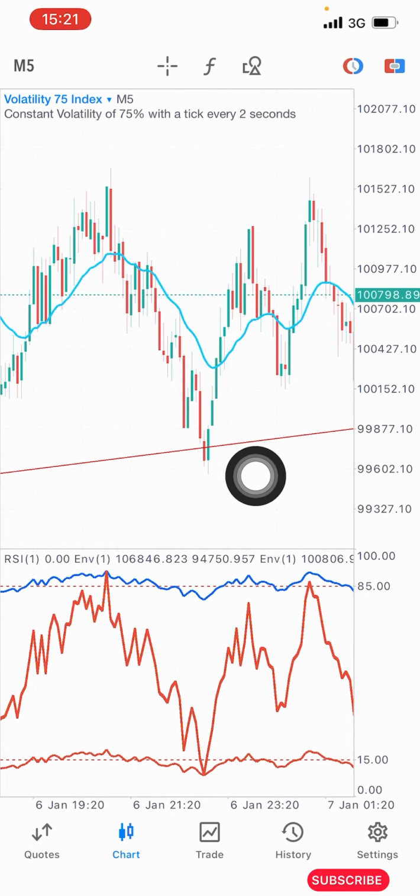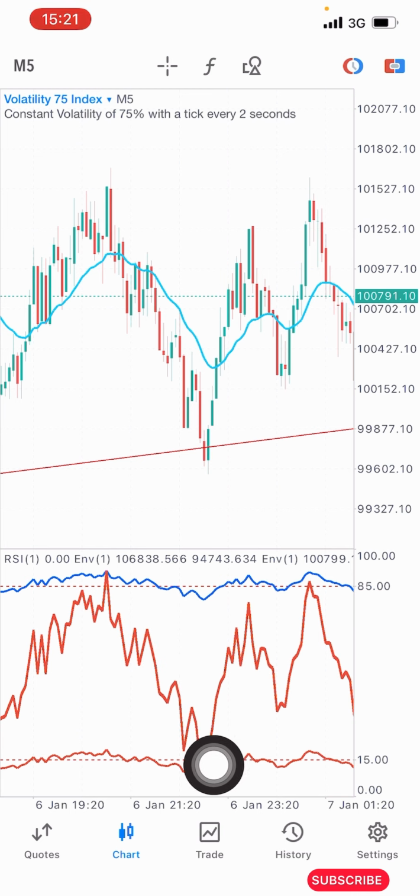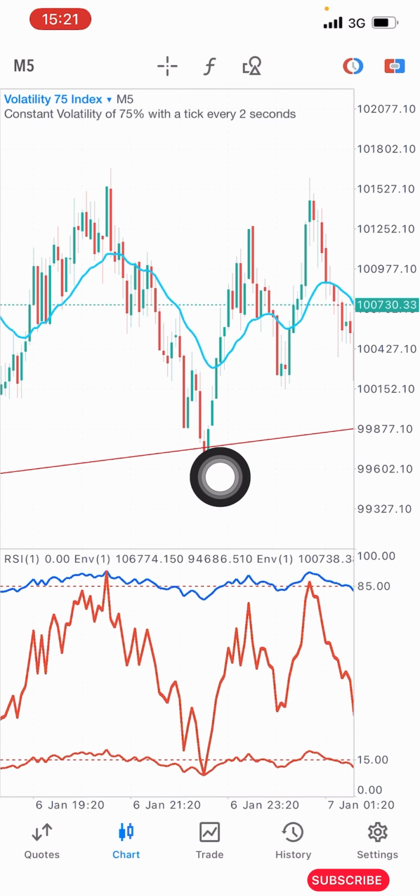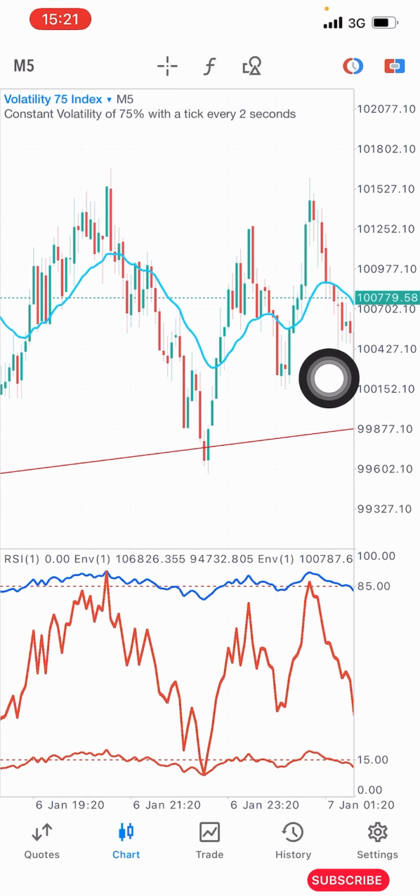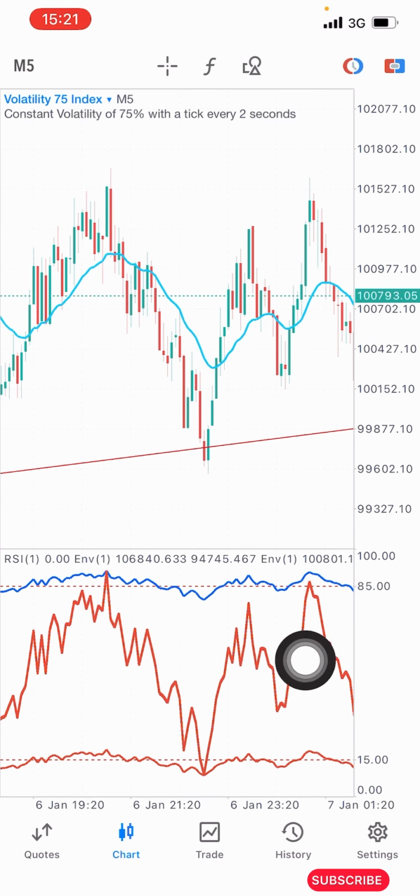Once you get the signal, the candlestick pattern, once it gets to the 15 level, the oversold level, and touches the red line below there, you wait for your candlestick pattern. All right, immediately you get the signal, you buy. And then you hold till this line here gets to the 85 level, and then you exit the market.